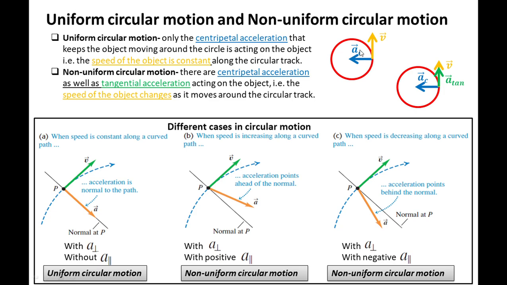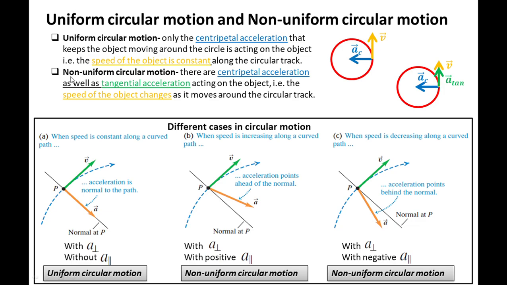We have two types of acceleration. We have centripetal acceleration, the one that is perpendicular to the velocity, and we also have the tangential acceleration, which is parallel to the velocity. So if your tangential acceleration is equal to zero, that means that you have a uniform circular motion. The object is still moving around a circular path because of the presence of the centripetal acceleration. But since your tangential acceleration is equal to zero, the speed of this object moving around the circular path must be constant.